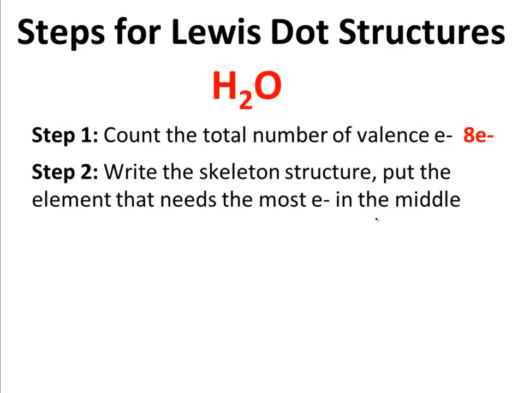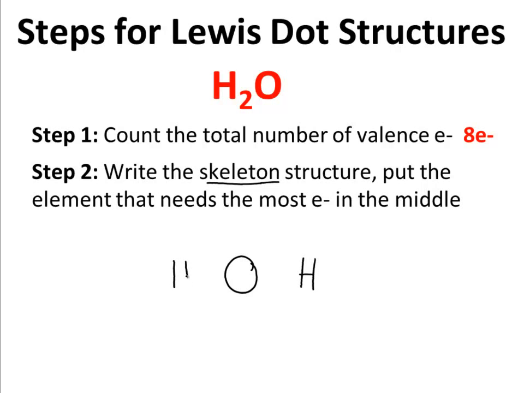The second step is going to be to write the skeleton structure for the molecule. And we're going to remember to put the element that needs the most electrons in the middle of our skeleton structure. So our skeleton structure is going to be kind of like a basic, bare bones Lewis dot structure. So the element that needs the most in order to get to an octet is going to be oxygen. So if we check this out here, guys, oxygen has 6 electrons in its outer shell. It needs 2 more. Hydrogen actually only needs 1 more. It's not going to form an octet. It forms what's called a duet.